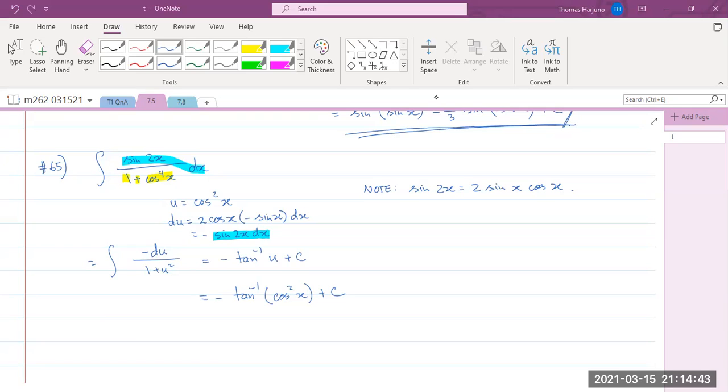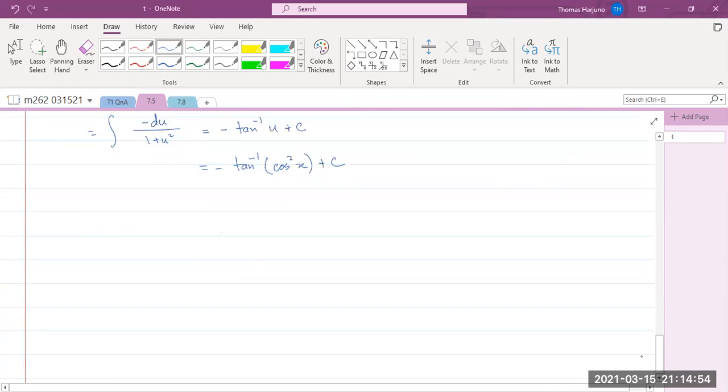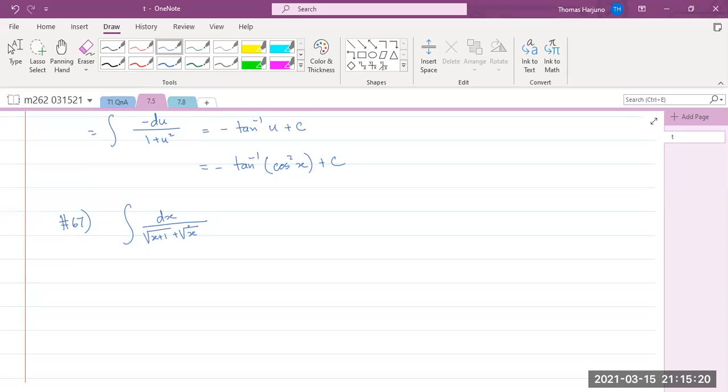So that's for number 65. Let me do one more question before I jump to the next section 7.8, or give myself a break. I look at number 67, I have no clue. That's dx over square root of x plus 1 plus square root of x. Dang. How to do that one? Honestly, I have no clue with this.